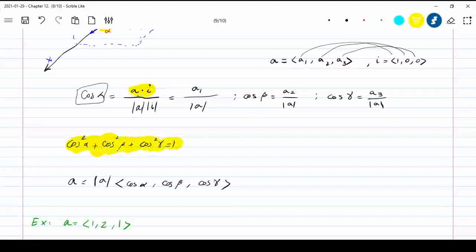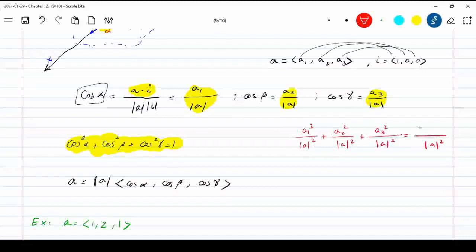If you square these components, this one and that one, what you get is A1 squared divided by magnitude of A squared. If you add it to the second, you'll have A2 squared divided by magnitude of A squared, plus A3 squared divided by the magnitude of A squared. If you add the numerators, since the denominators are equal to each other, what you get is basically A1 squared plus A2 squared plus A3 squared. That is exactly the same as magnitude squared of A. So this ratio is 1.